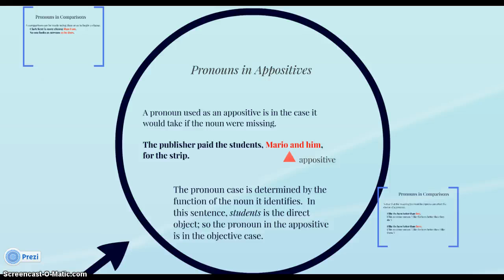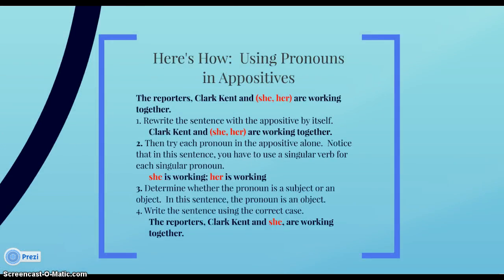A pronoun used as an appositive is in whichever case it would be in if the noun were missing. Let's look at an example, and I think you'll understand what that means. The publisher paid the students, Mario and him, for the strip. We have an appositive, Mario and him, that's referring back to students. Now what we would do is figure out the function of the noun that's being identified by the appositive. In this sentence, students is the direct object. So the pronoun is in the objective case because we use the objective case if the appositive is an object rather than the subject.